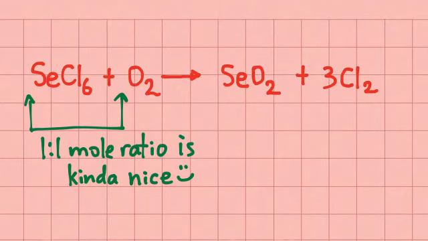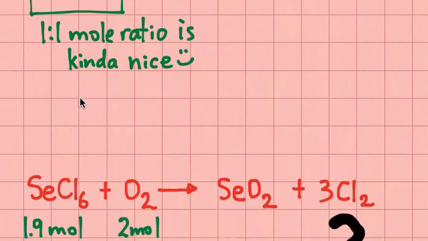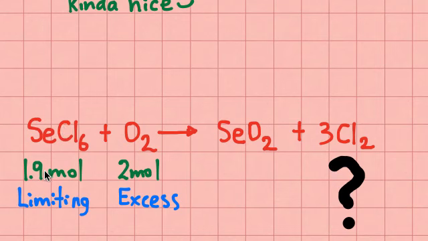Examples. Here's selenium hexachloride, burns in oxygen: selenium dioxide, chlorine gas. I don't know about that, that sounds fishy, but anyways, let's go with it. You'll notice it's a balanced equation. There's one of these and one of these. That means it's a 1-to-1 mole ratio. So if I took a little bit less of this one and a little bit more of this one, I'd call this one excess, I'd call this one limiting. I guess that kind of makes sense.